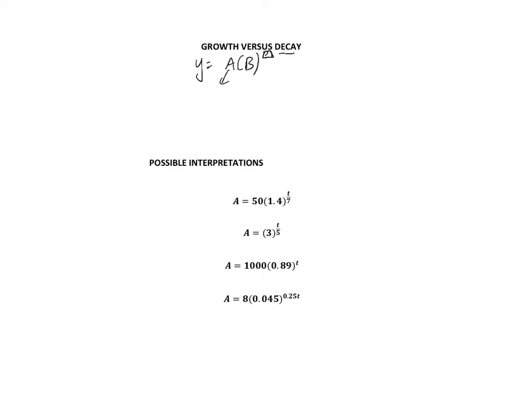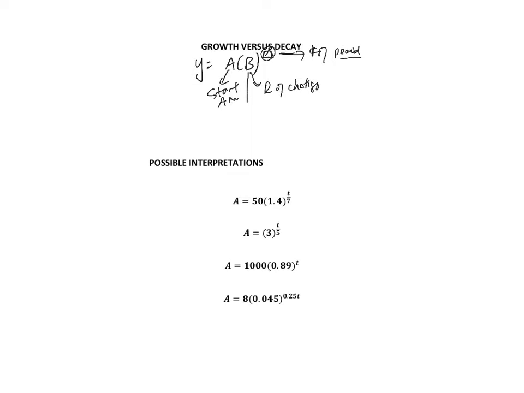Where a is your initial amount, I'll put here starting amount. B is, I'll call it the rate of change, how something is changing. And over here is the number of periods. For example, the number of days, the number of weeks, like what's happening every 3 days. So information about the time frame.